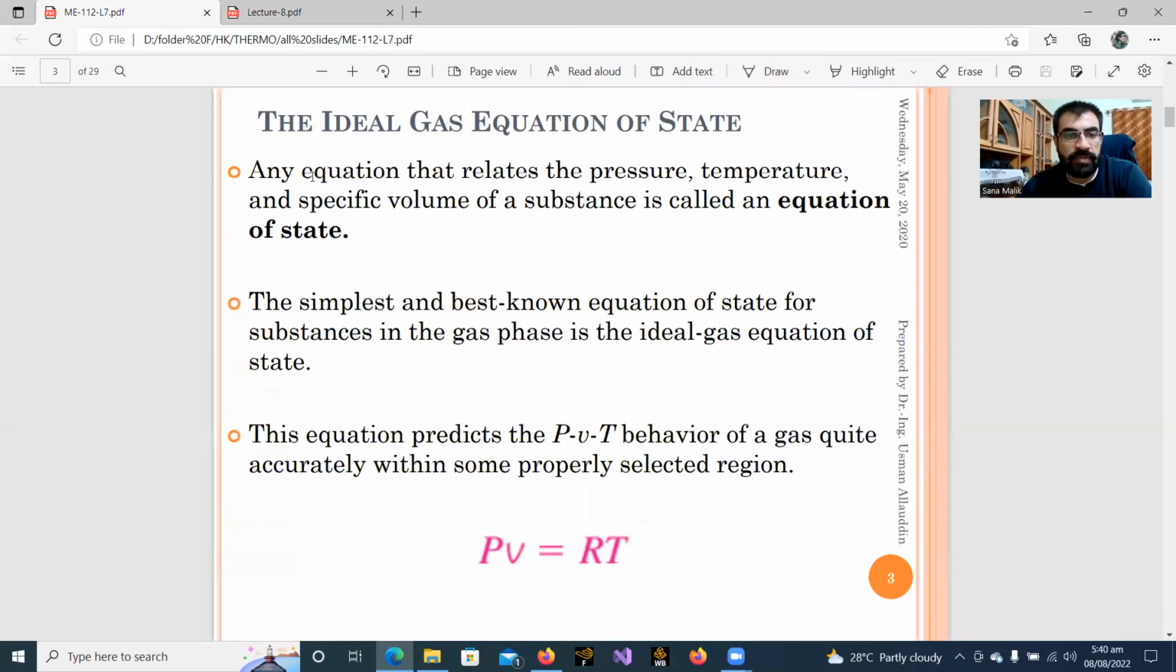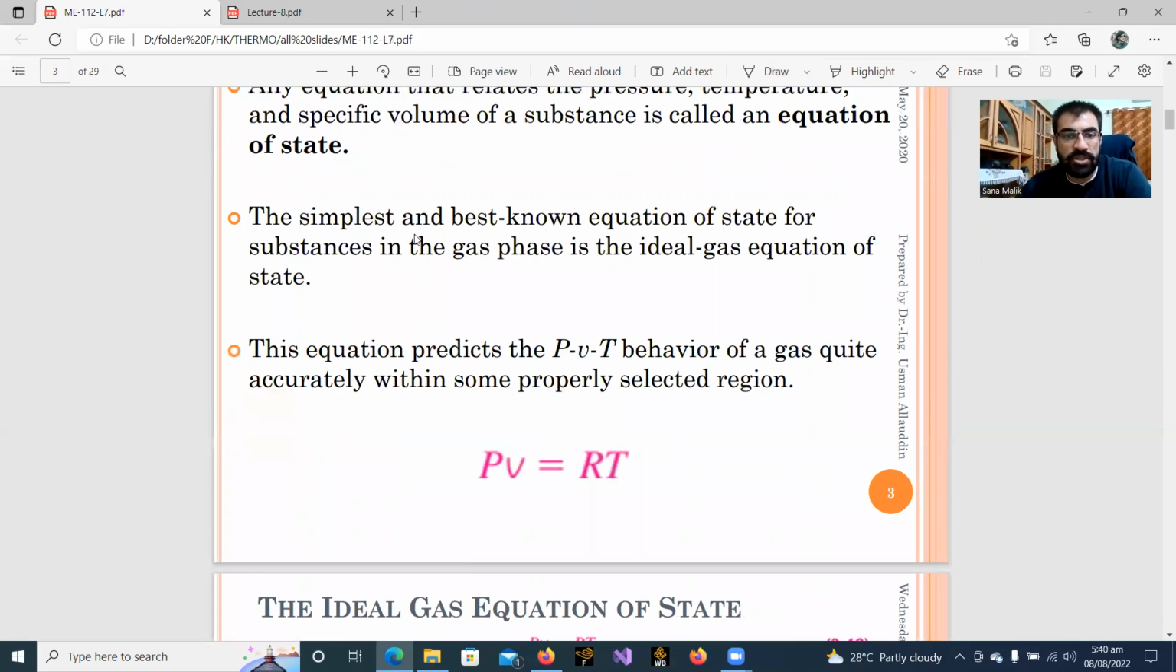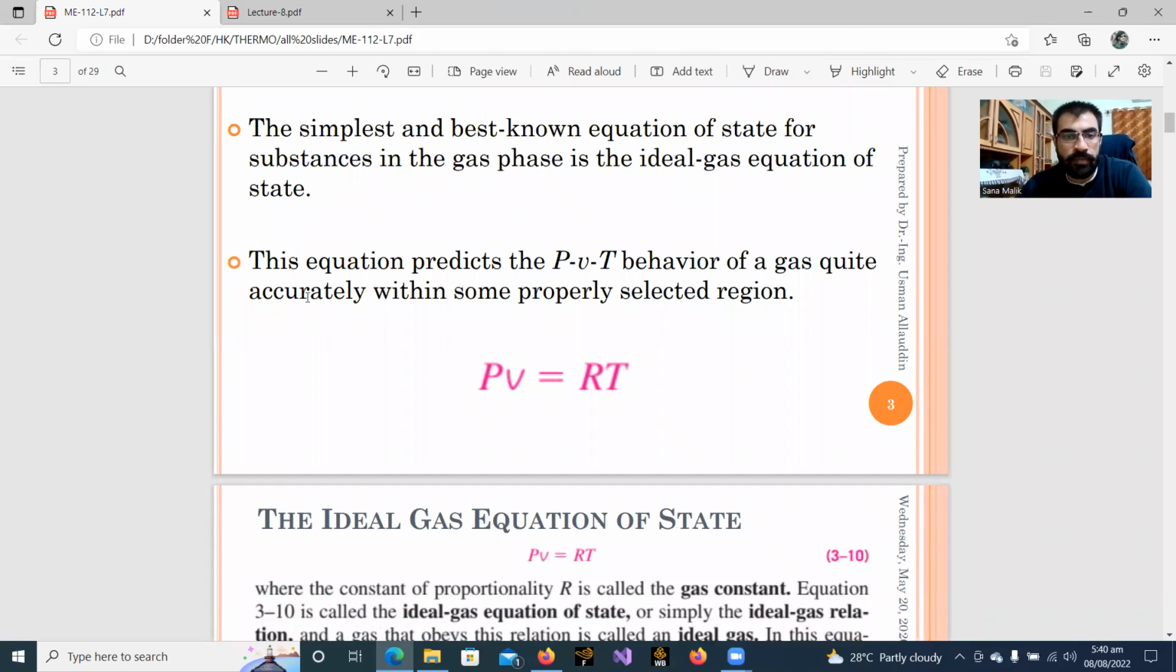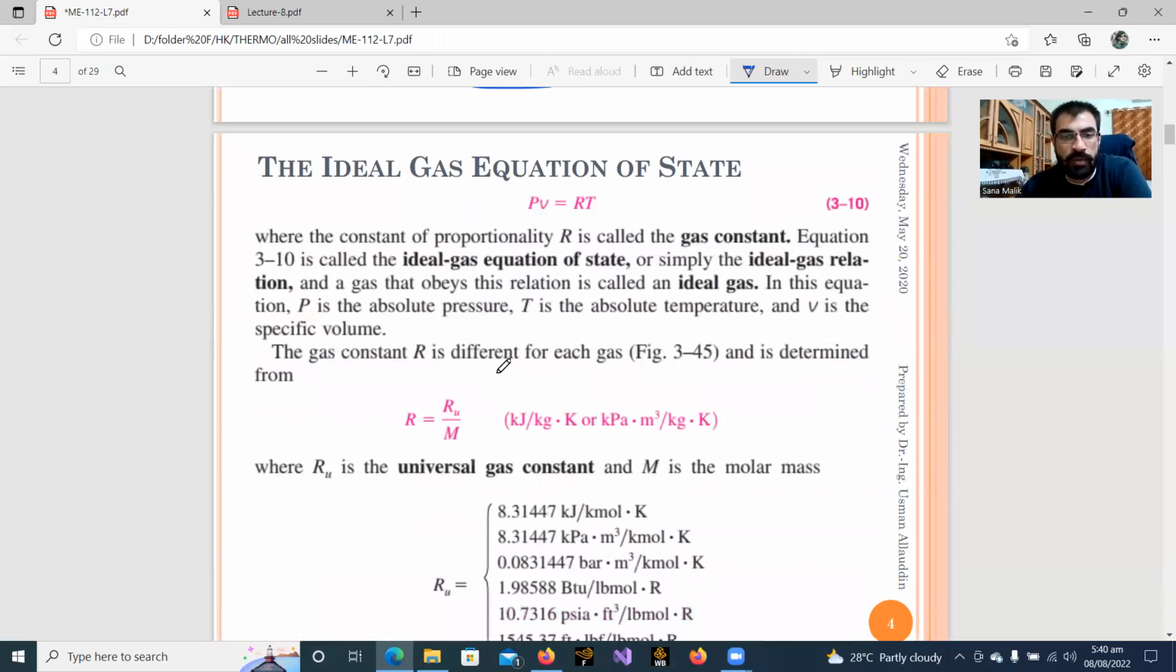So this is an ideal gas. An equation that relates pressure, temperature, and specific volume is termed the ideal gas equation. It will be used for ideal gases. It can also be written as PV is equal to mRT. If volume is divided by mass, it becomes specific volume. This is the ideal gas relation.